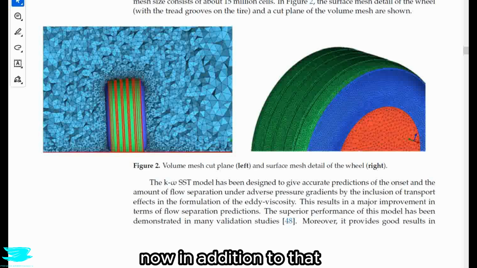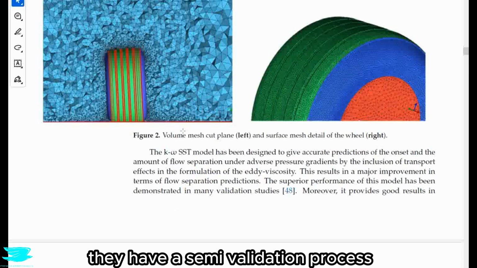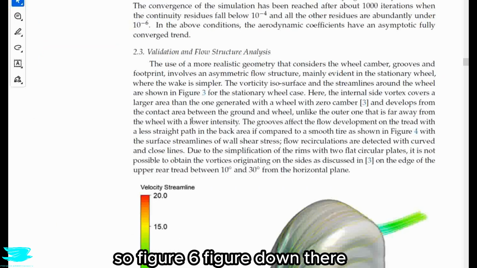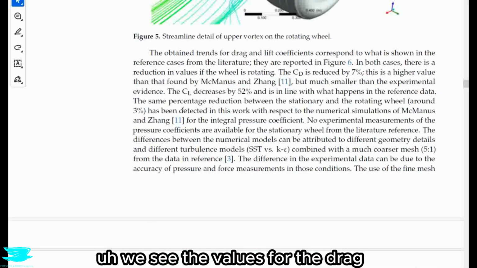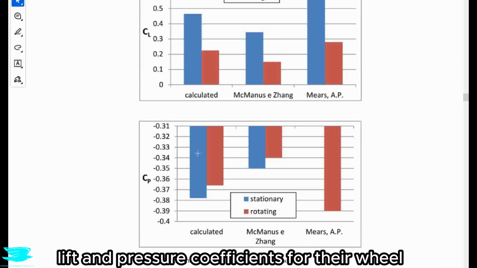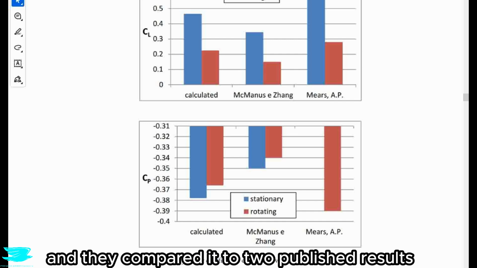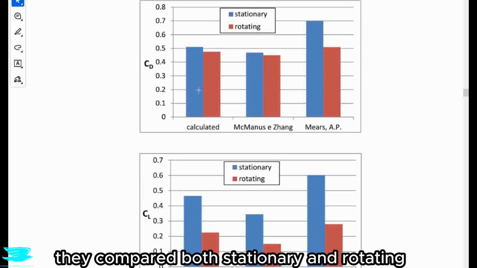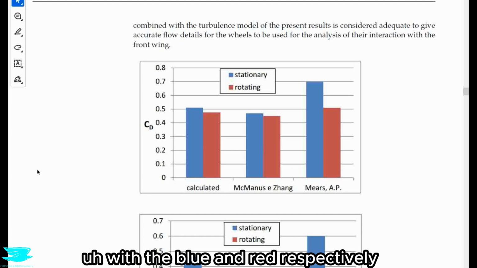Now, in addition to that, they have a semi-validation process. Like, it's a little bit strange. So in figure 6, if we go down there, we see the values for the drag, lift, and pressure coefficients for their wheel, and they compared it to 2 published results. They compared both stationary and rotating, with the blue and red respectively.